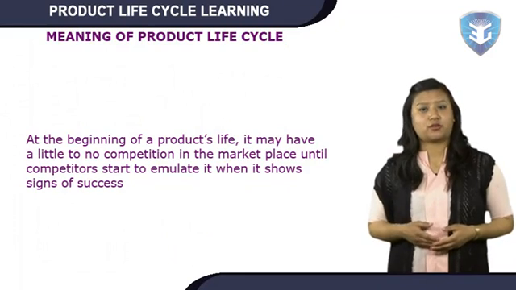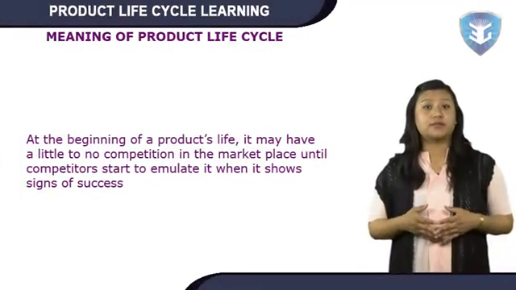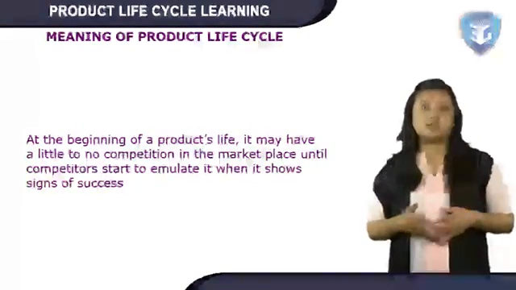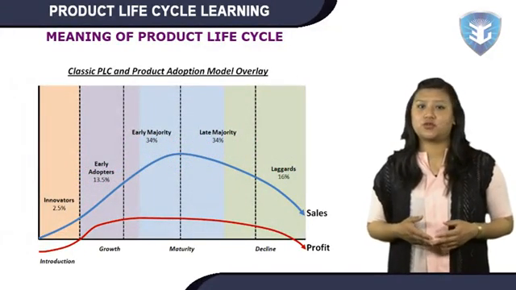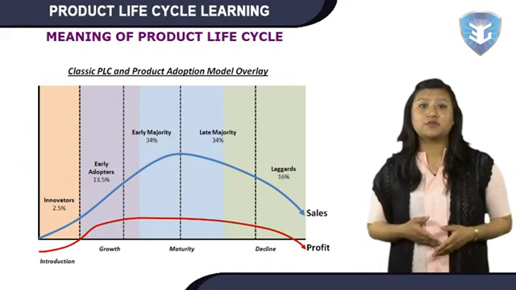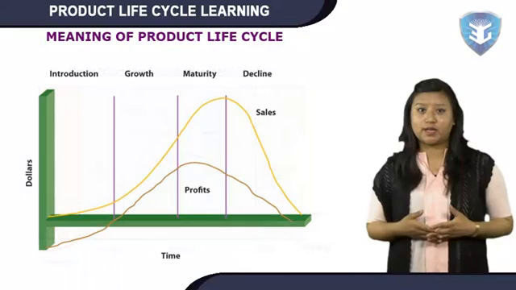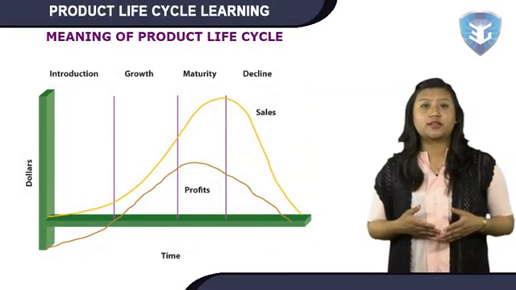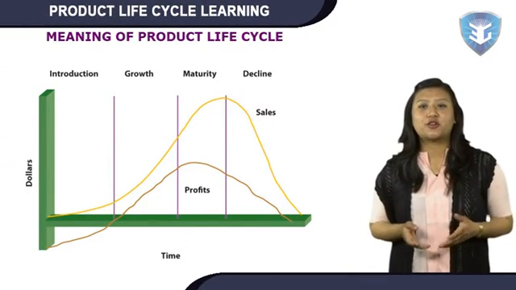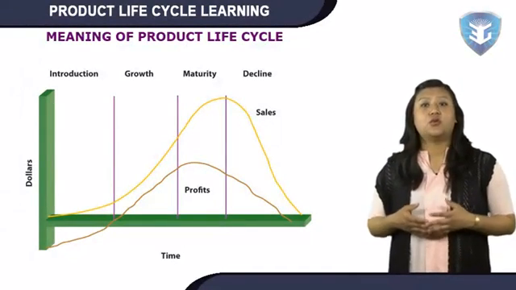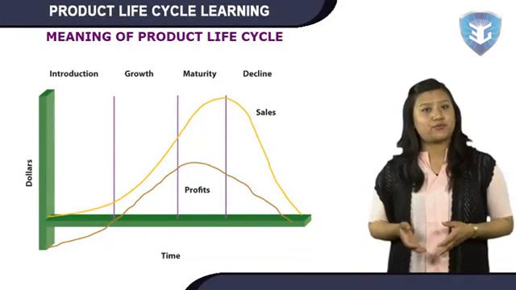At the beginning of a product's life, it may have little to no competition in the marketplace, until competitors start to emulate it when it shows signs of success. As the product becomes more successful, it will face an increasing number of competitors and may lose market share. For example, a brand new product will need to be explained to consumers, while a product that is further along in its life cycle will need to be differentiated from its competitors. The product life cycle goes through many phases, which involve many professional disciplines and require many skills, tools and processes.